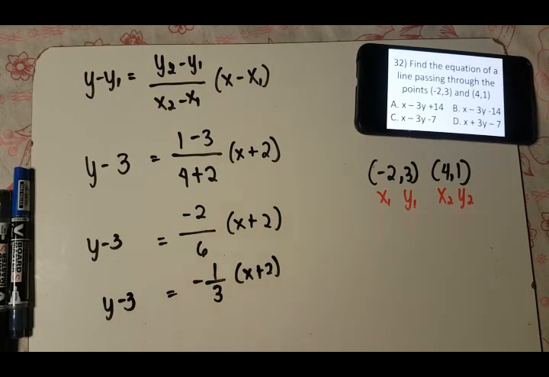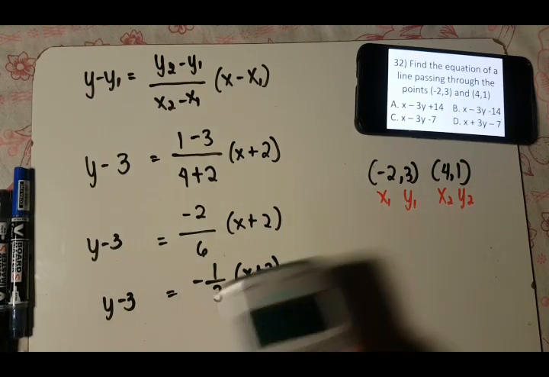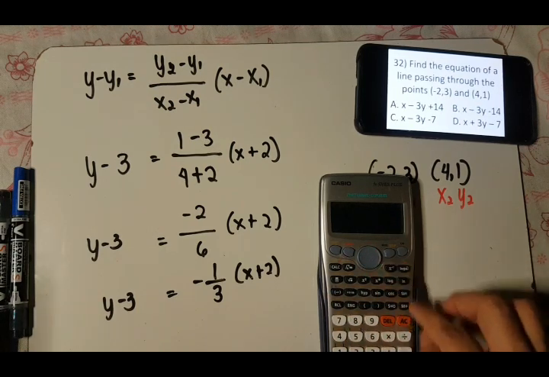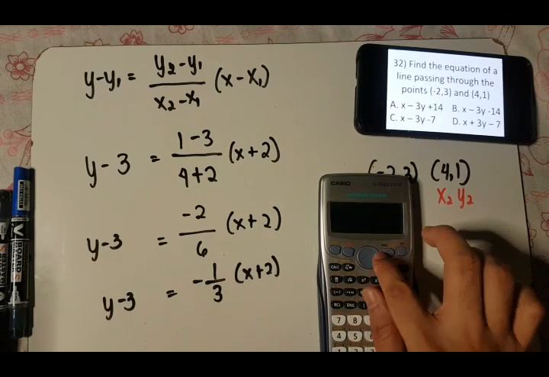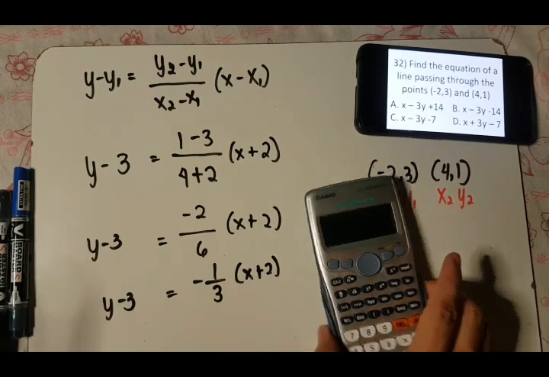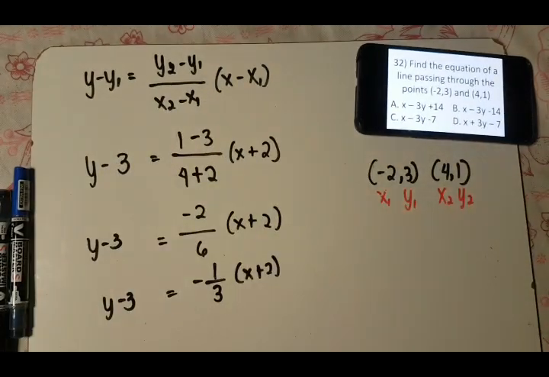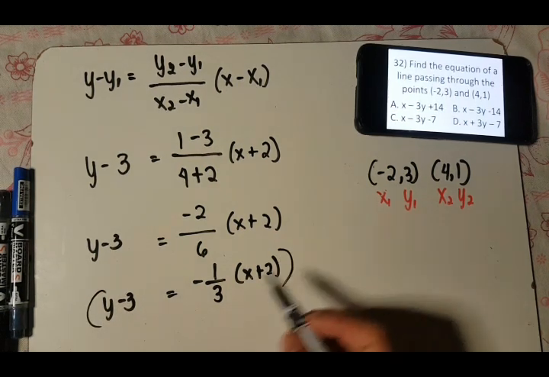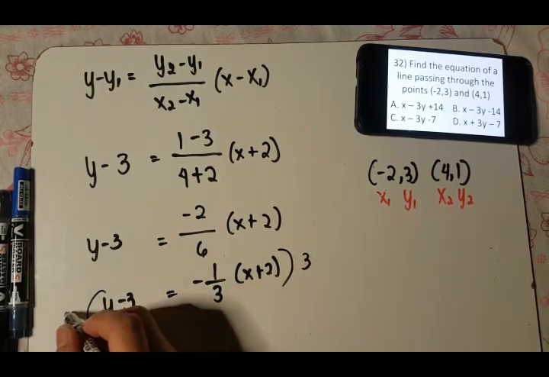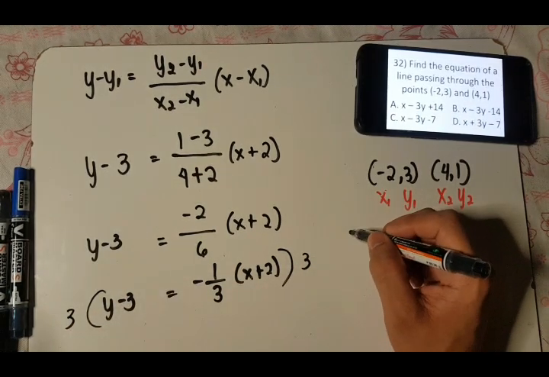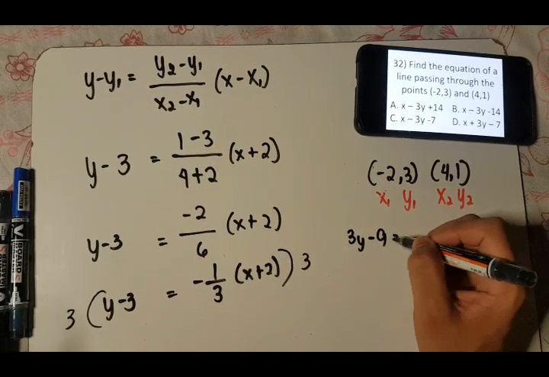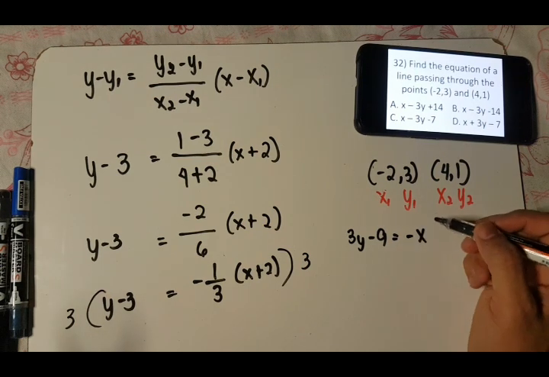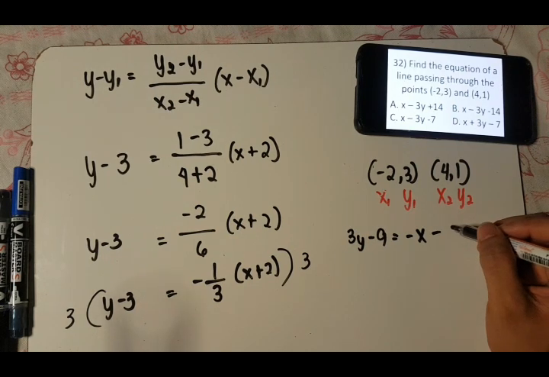Okay. So, kung nahihirapan kayo mag-simplify ng fraction, ganito lang gawin nyo. Use your calculator lang. Input nyo lang yung negative 2 over 6. So, kung ano yung lumabas sa fraction, yun yung kanyang lowest term. So, next, multiply natin both sides si 3. Para hindi fraction ito. So, 3y minus 9 is equal to negative 1 or negative x minus 2.